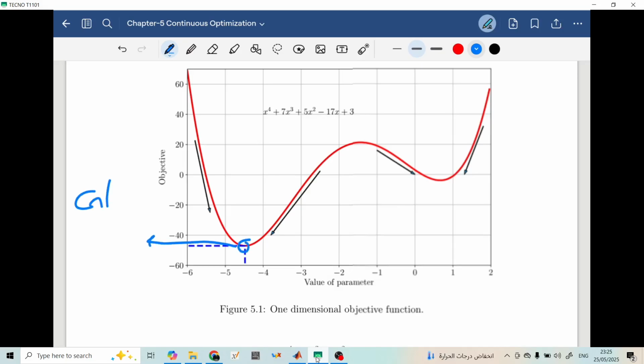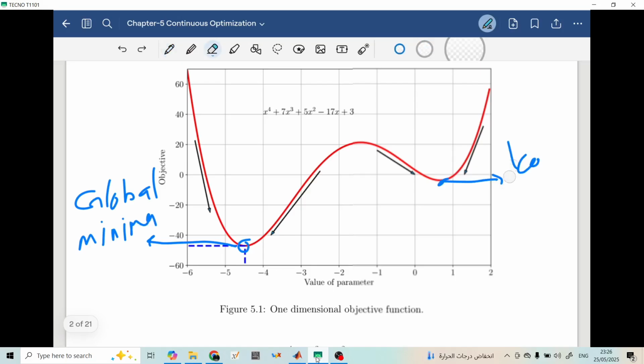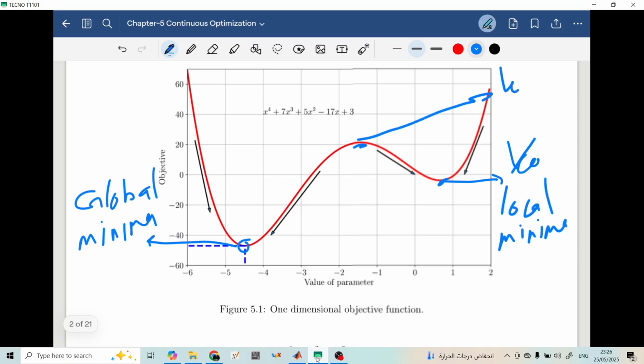So this is the global minima. Here you have a local minima. And you can notice here that we have a local maxima. So you have two minimal values and one single maximum value.